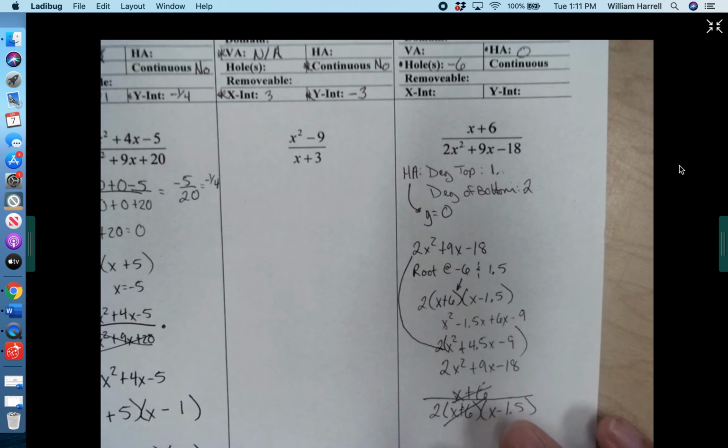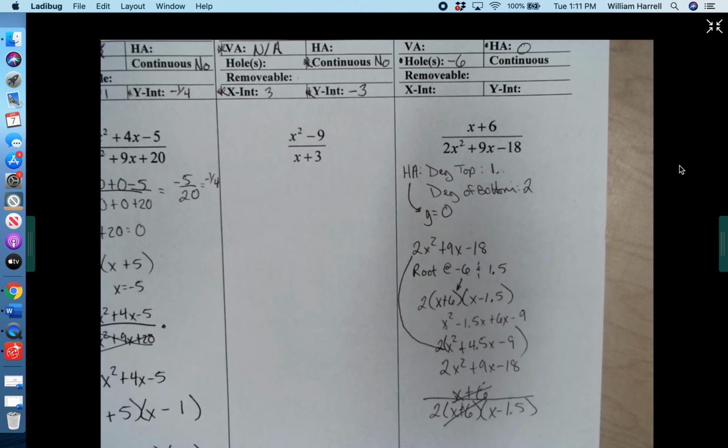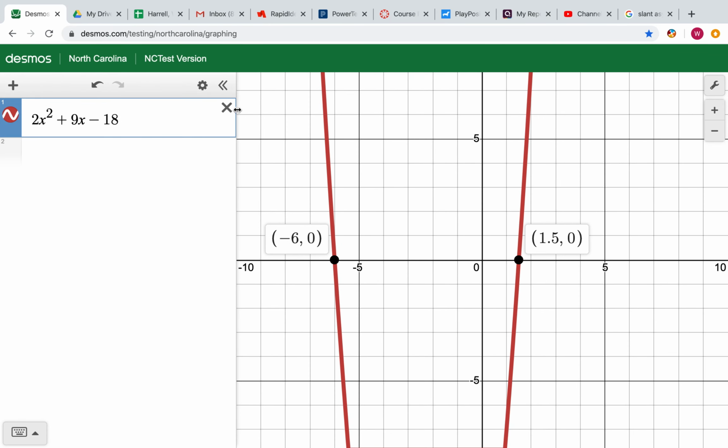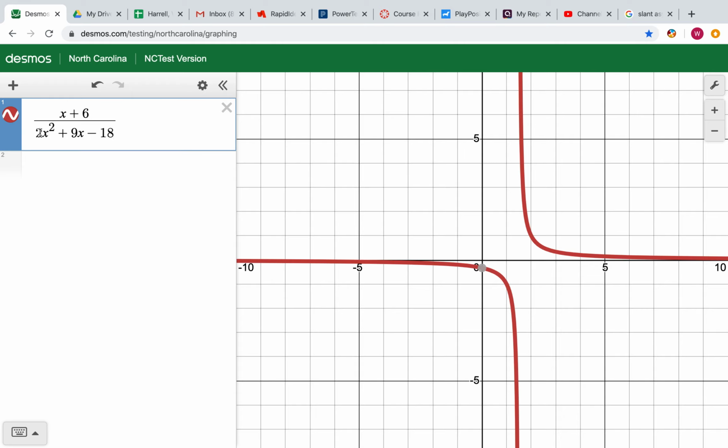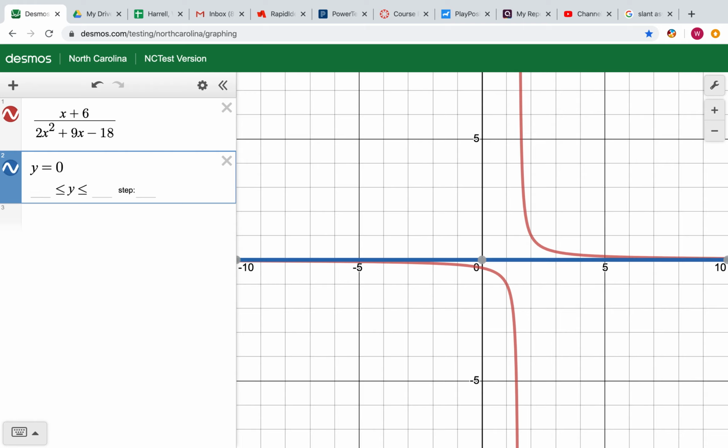Alright. So, let's go check this and see if we did everything correctly. Again, specifically speaking about holes and horizontal asymptotes. So, x plus 6 divided by all of this. And then I said there was a horizontal asymptote. Again, horizontal is y equals 0 and dashed.